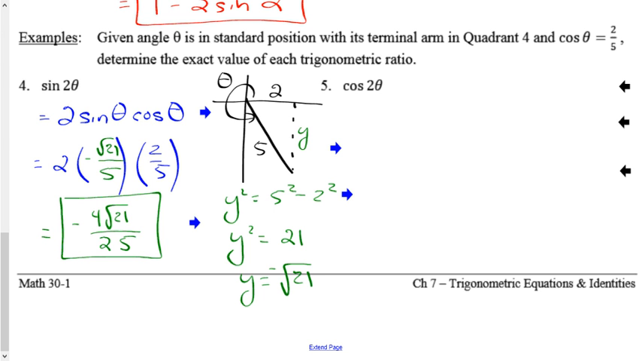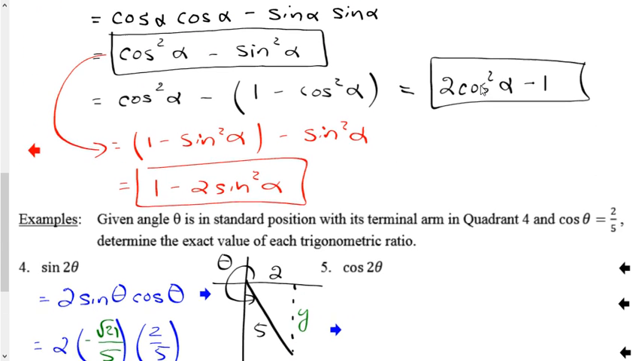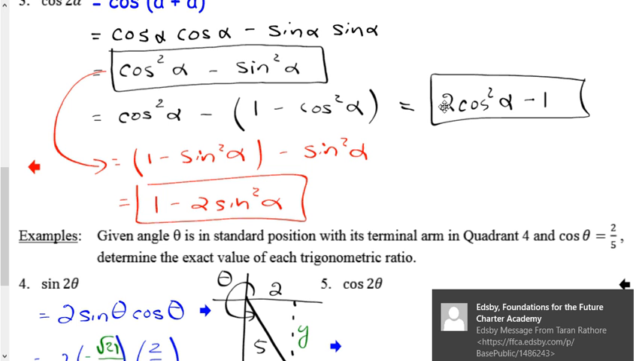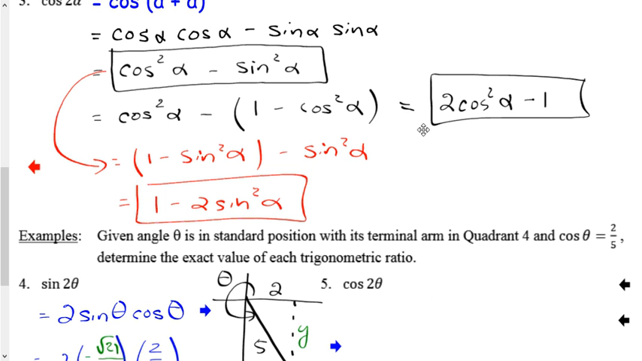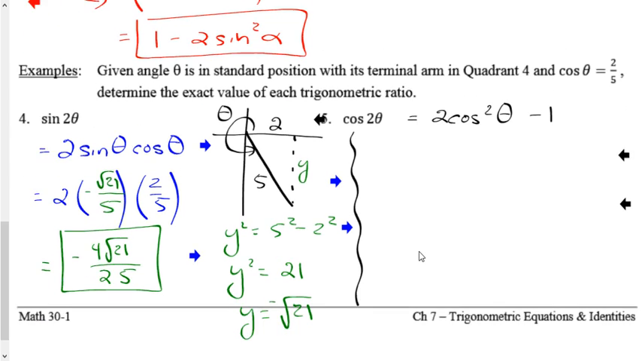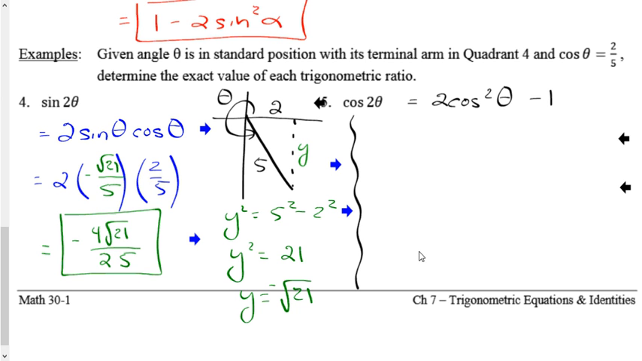Question number 5 is similar, but I have some more options. So I have the double angle for cosine, and I know the value of cosine theta. So as I look back at the three identities that I have up here, this first one has a cosine and a sine. The second one only has cosines, and the third one only has sines. So this second one will be the most useful or the easiest for me to get the answer. So I'm going to use that identity. 2 cosine squared theta minus 1 is equal to cosine of 2 theta.